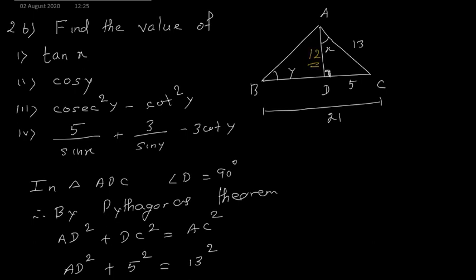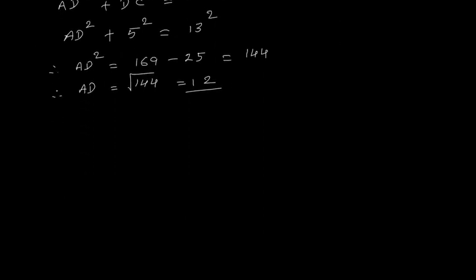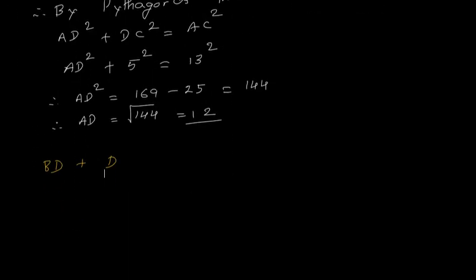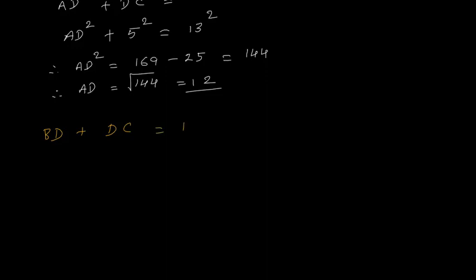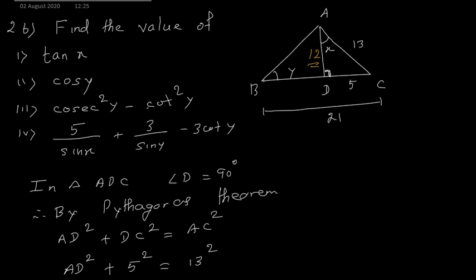Okay. How do you find the value of BD? So we know that BD plus DC is equal to BC. Now the value of BD is unknown, so BD we will write as it is. DC is 5 and this BC is 21. So therefore this gives me the value of BD is equal to 21 minus 5, which is 16. So the value of BD is 16. This value we got as 16.